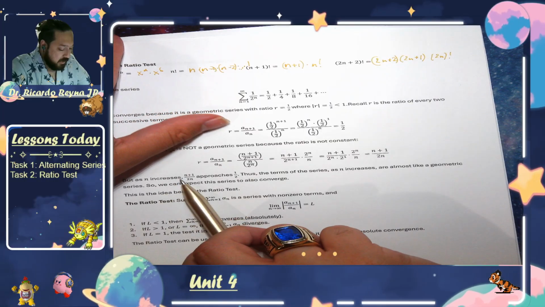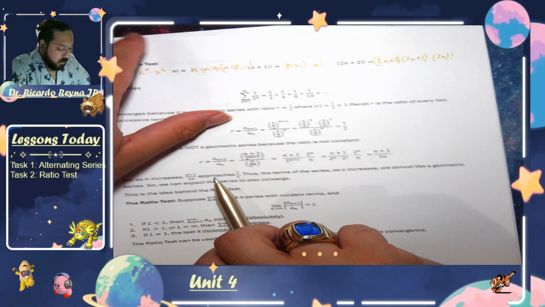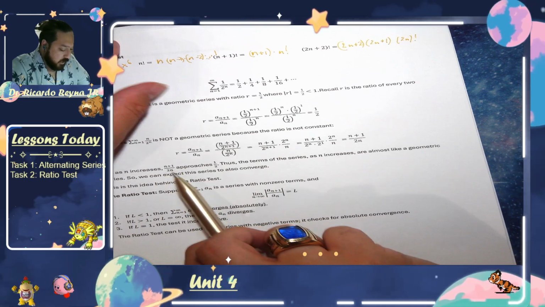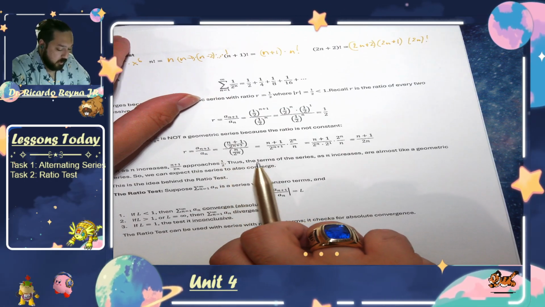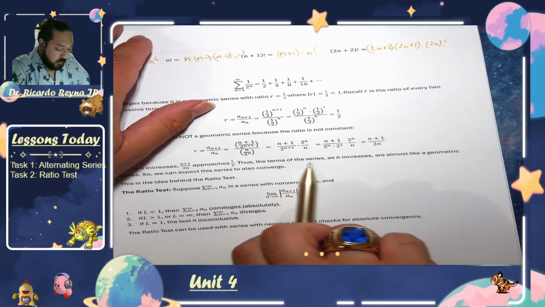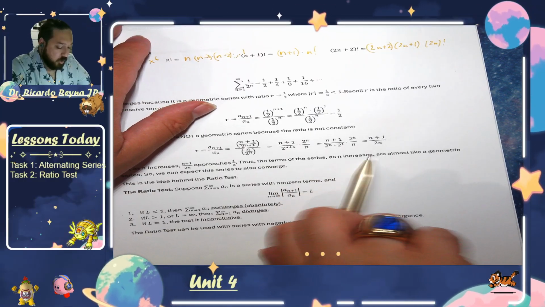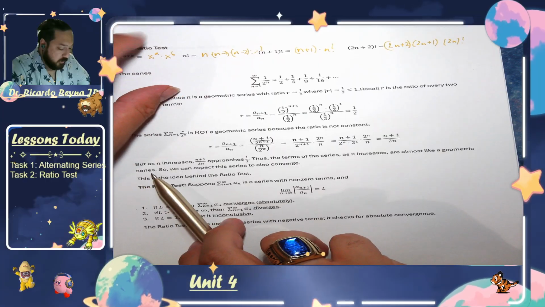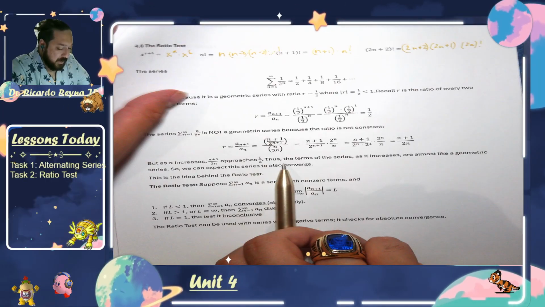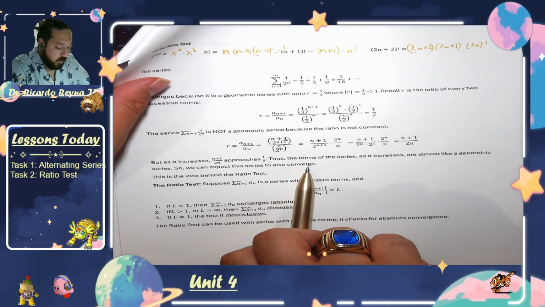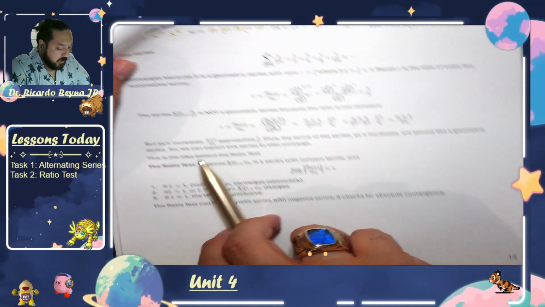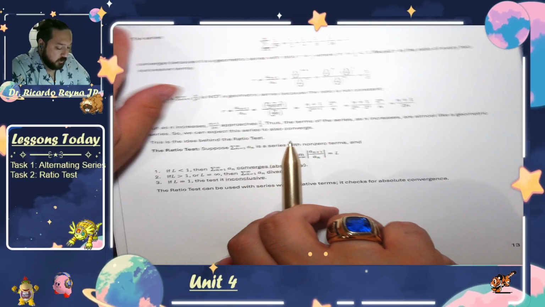But as n increases, this value approaches 1/2. Thus, by the terms of the series, as n increases, it's almost like a geometric series. So we can expect this series to, in a similar way, also converge. This is the idea behind the ratio test.